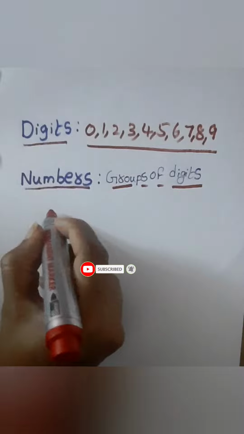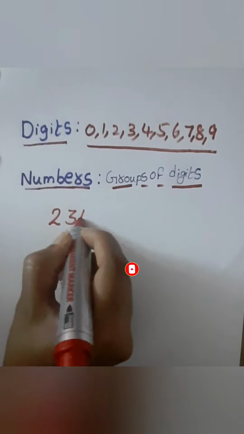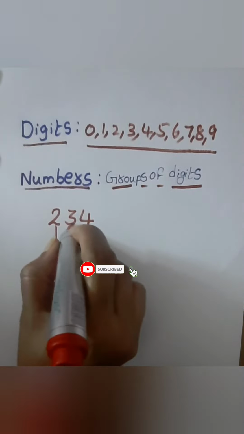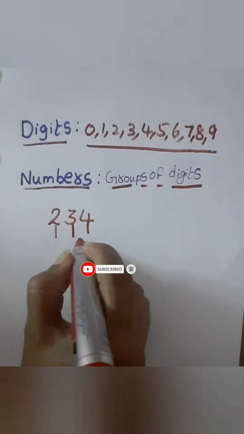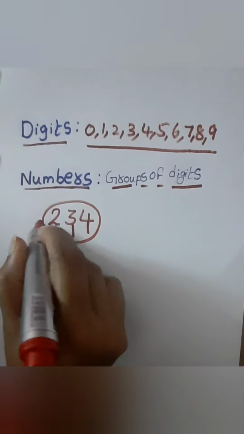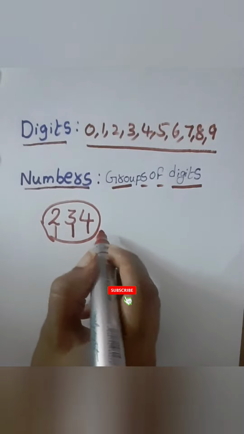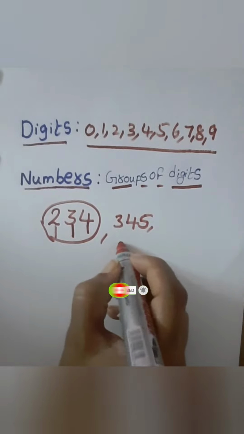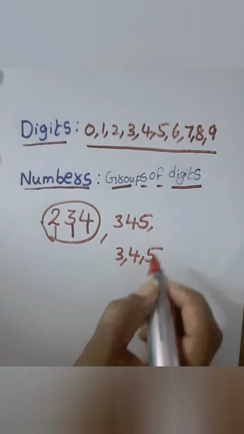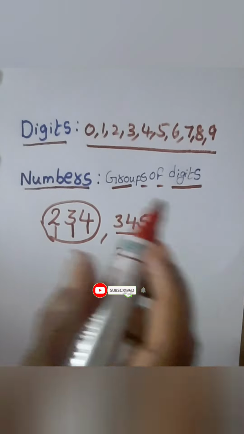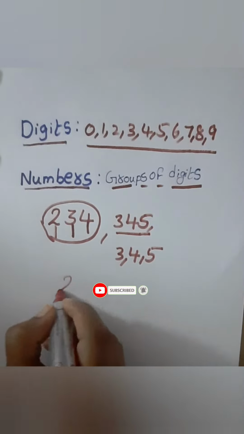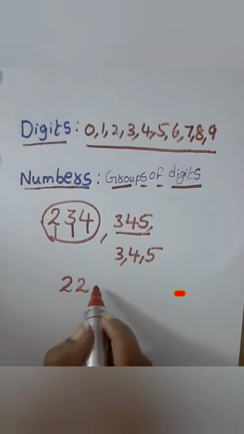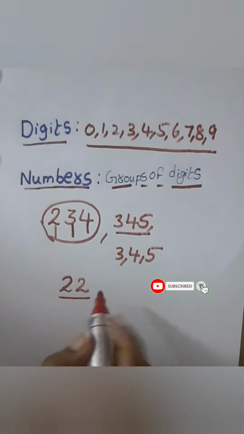Let us take an example. Suppose you take 234. Here 2 is a digit, 3 is also a digit, 4 is also a digit. Here a group of digits is called a number, 234, and 345 is also a number. Here the digits are 3, 4, 5. This is a 3-digit number. Let us take another example, 22. 22 is a 2-digit number. Here the digits are 2.